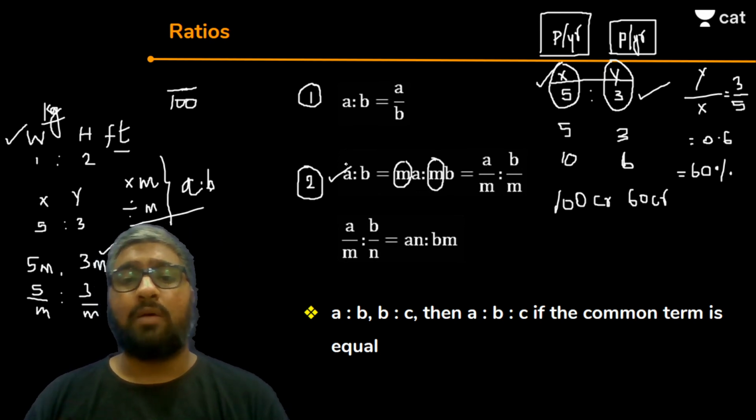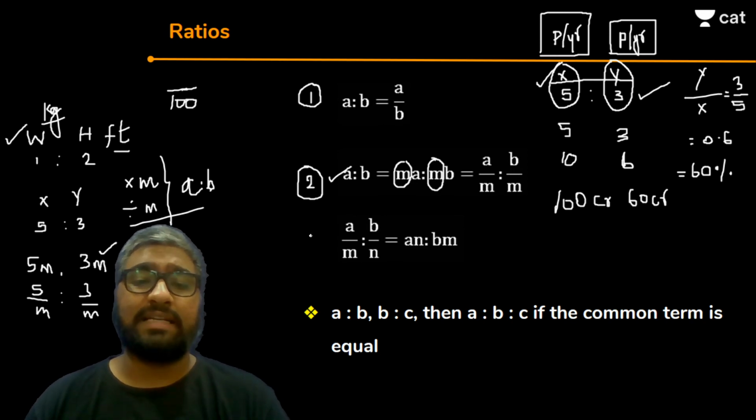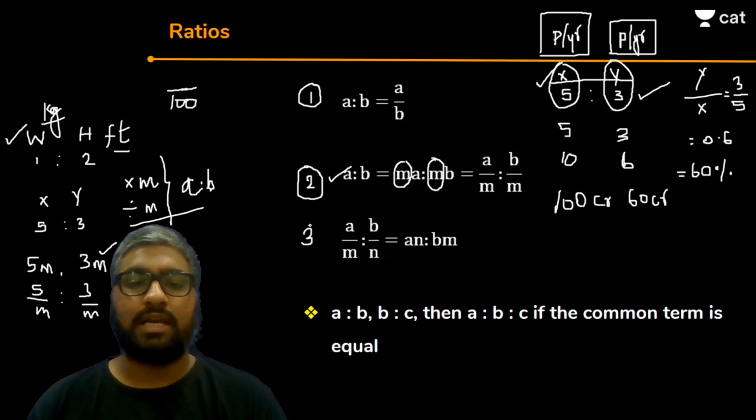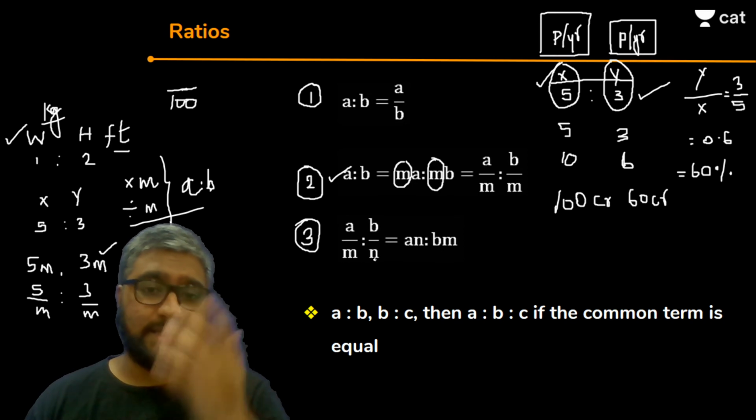Now, if you were to multiply or divide with two different terms, in this case, do you see how A by M is to B by N? Which means the ratio itself is in fractions.